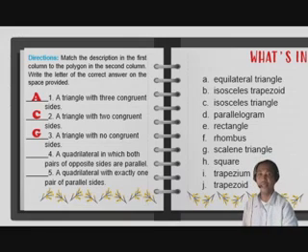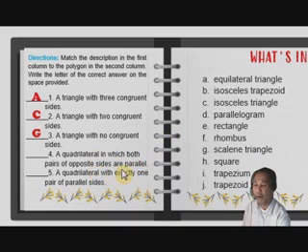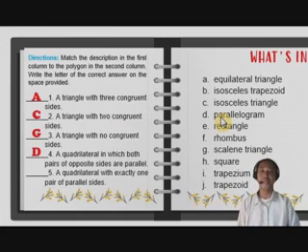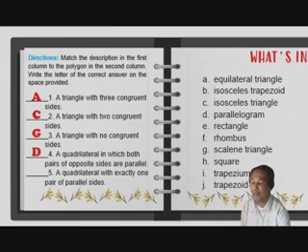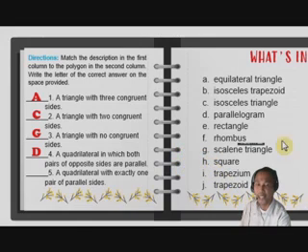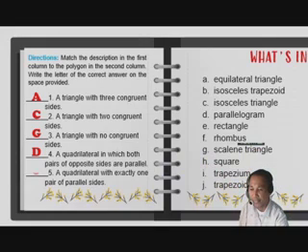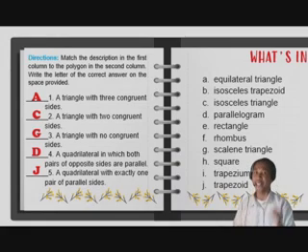So let's proceed to number 4. A quadrilateral in which both pairs of opposite sides are parallel. So what kind of quadrilateral is that? If your answer is parallelogram, your answer is correct. Very good. And how about number 5? A quadrilateral with exactly one pair of parallel sides. What do you call that kind of quadrilateral? Kung ang sagot ninyo ay trapezoid, letter J, tama ang inyong sagot.